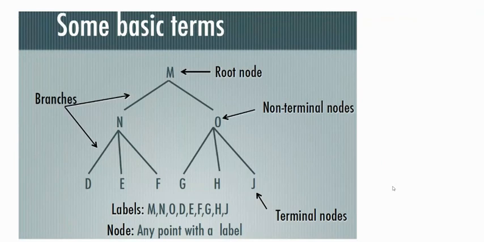Branches, you have branches. We have nodes: a root node, non-terminal nodes, and terminal nodes. And then the labels, and that's the first step. Do you see? Do you understand that? It's clear, right?